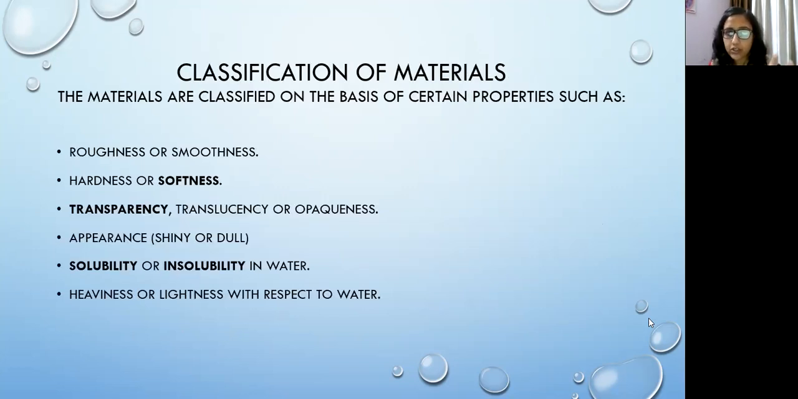Just note down this classification, the points which we are going to learn. Okay, so first of all, you'll put a heading. You will write classification of materials. All the points you're going to write in your notebook. Under it you will write that materials are classified on the basis of certain properties such as roughness or smoothness, hardness or softness. Then I'm going to explain these properties one by one.